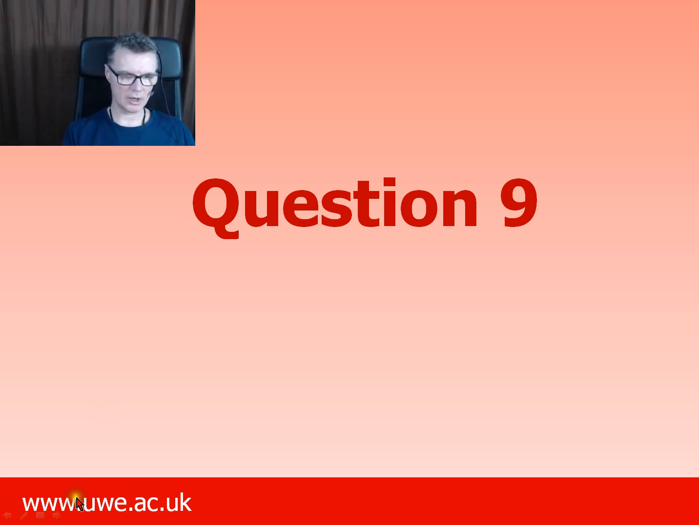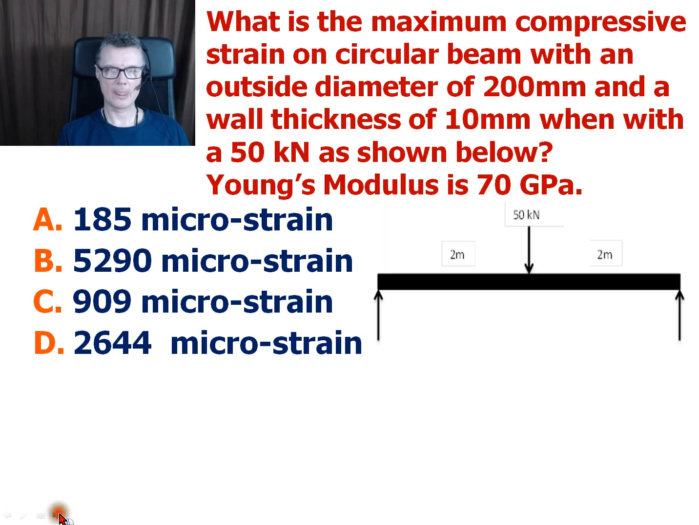Okay, question 9. What is the maximum compressive strain on a circular beam with an outside diameter of 200 millimeters and a wall thickness of 10 millimeters when loaded with a 50 kilonewton load as shown below?